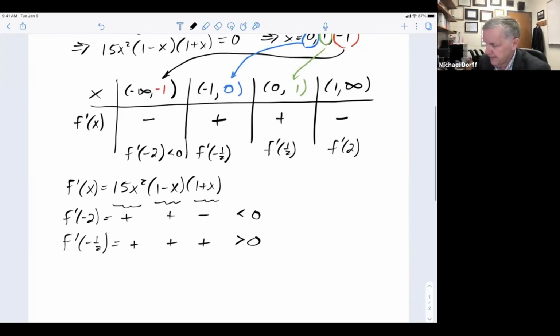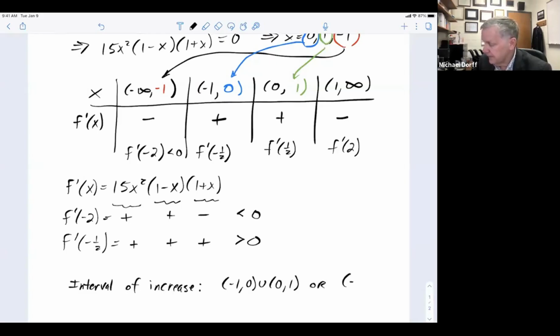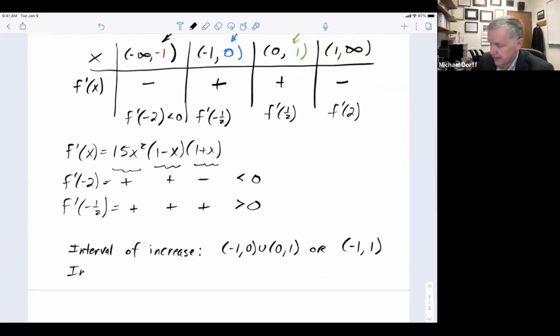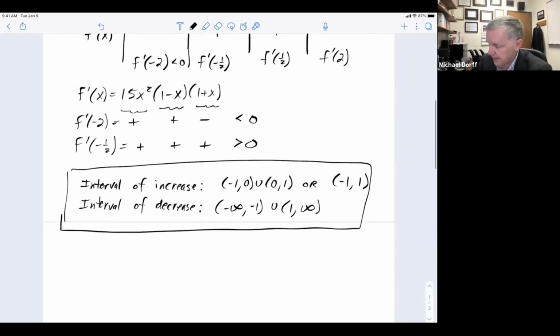All right. So what does that tell me? So the interval of increase is when the derivative is positive. And so that's going to be negative 1 to 0, union 0 to 1. Now I could also write that just as negative 1 to 1. Either one is correct. And then the interval of decrease is the intervals where the derivative is negative. And so that's going to be negative infinity to negative 1, union 1 to infinity. All right. So that was our first part, part A.